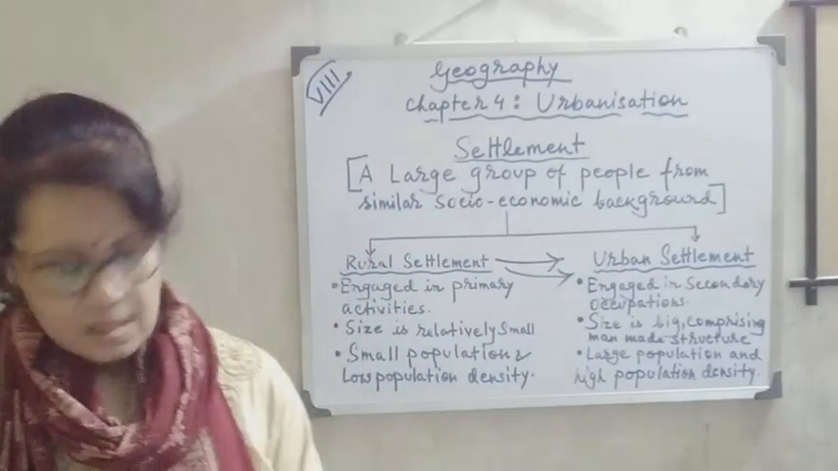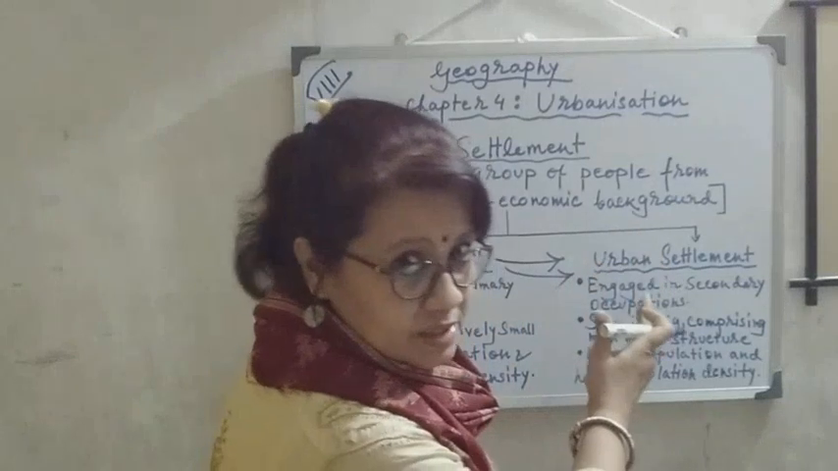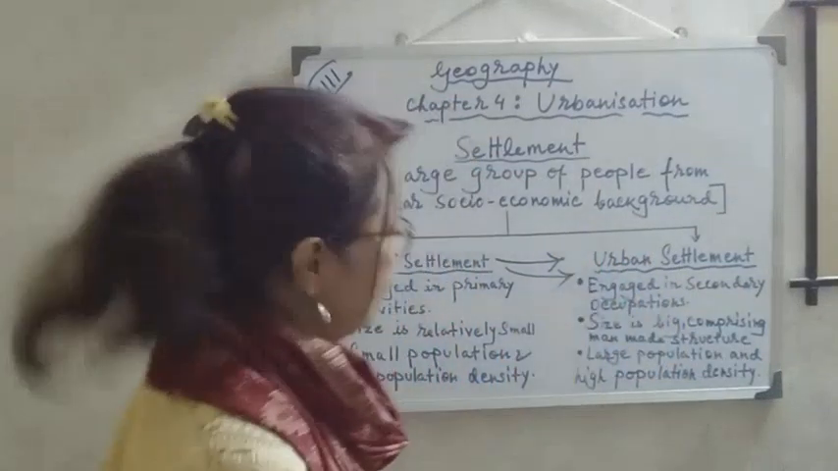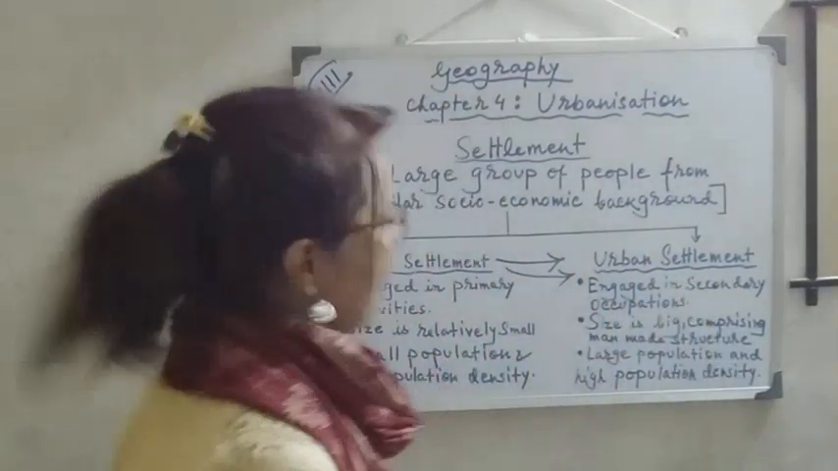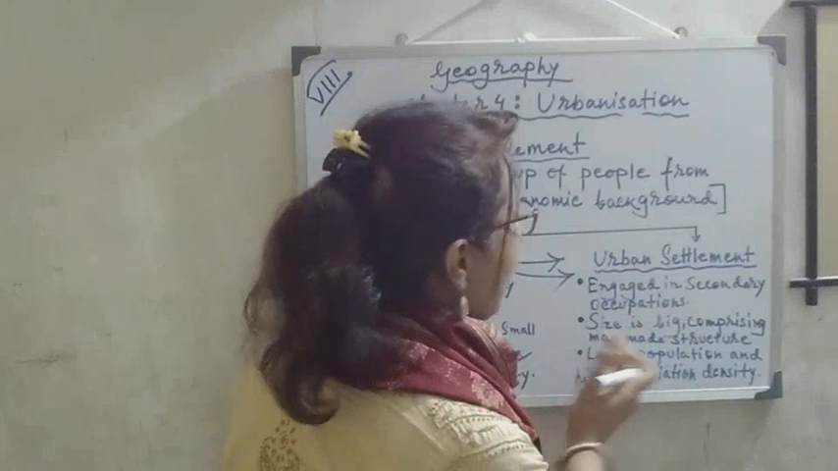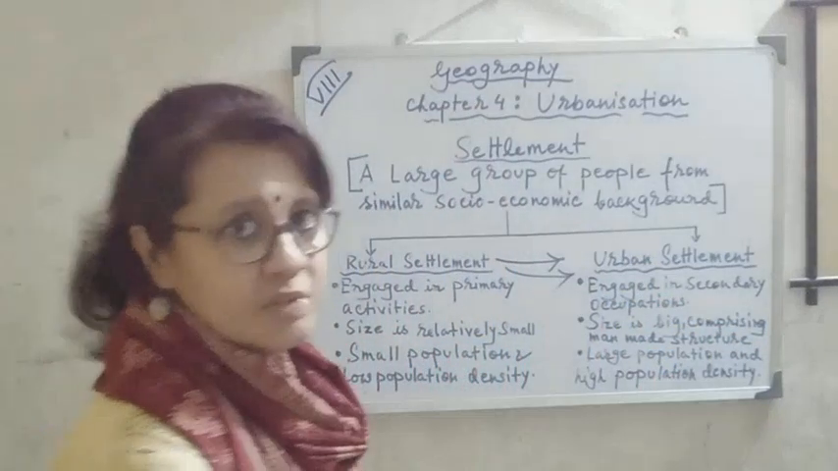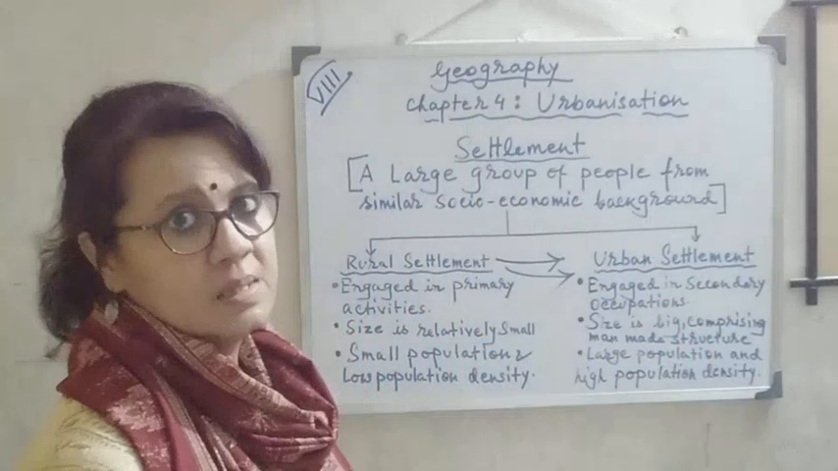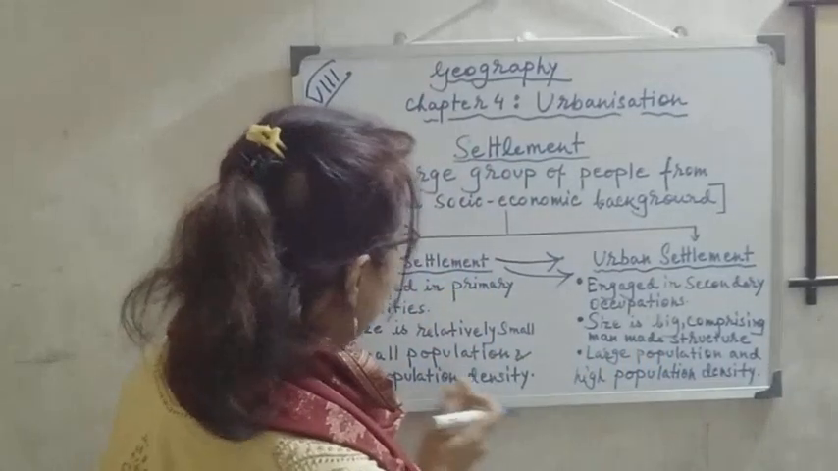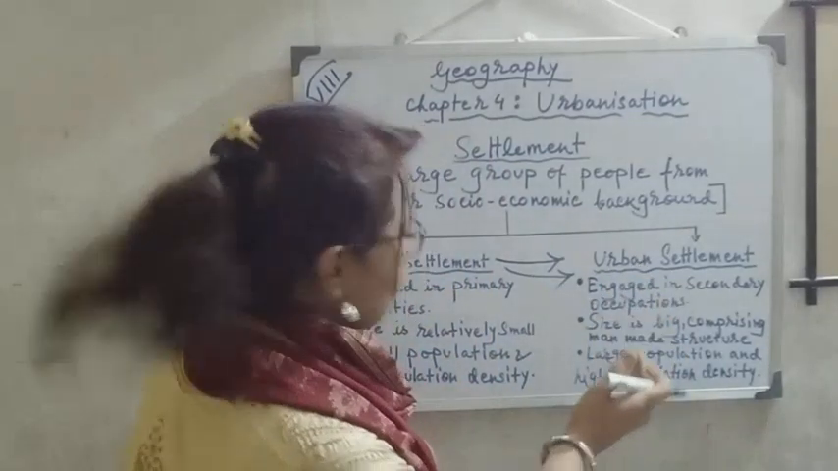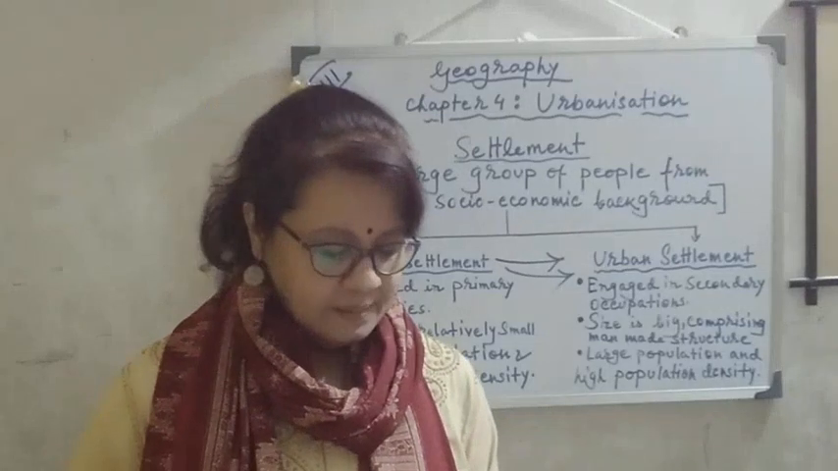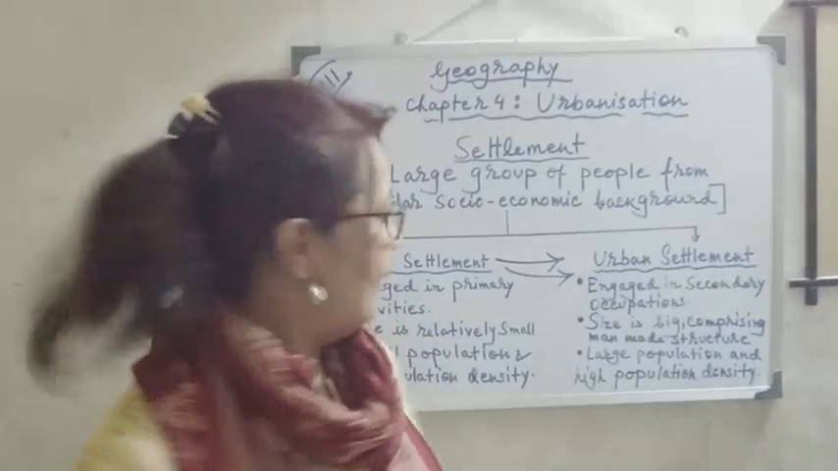Okay? And here I'm telling you the characteristics of urban settlements: the inhabitants are engaged in secondary occupations, and the size is big. The size of an urban settlement is bigger than a rural settlement, comprising man-made structures. As I told before, man-made structures are buildings, roads, bridges, railway stations, etc. In rural settlement there is small population and low population density, and the characteristics of urban settlement are large population and high population density.